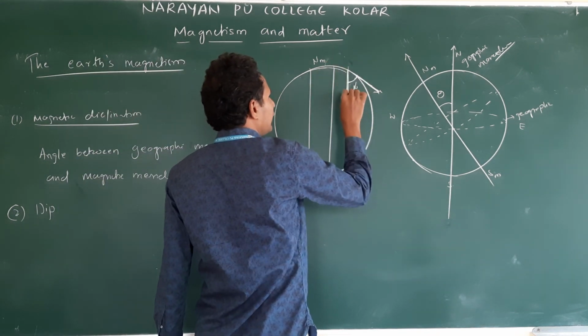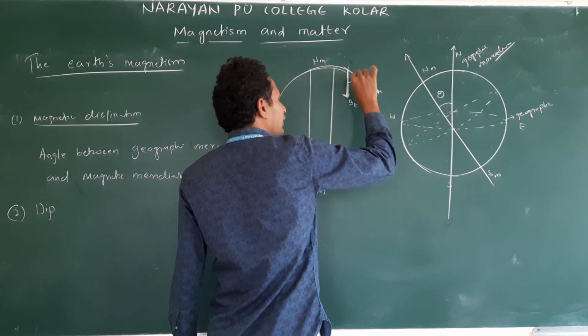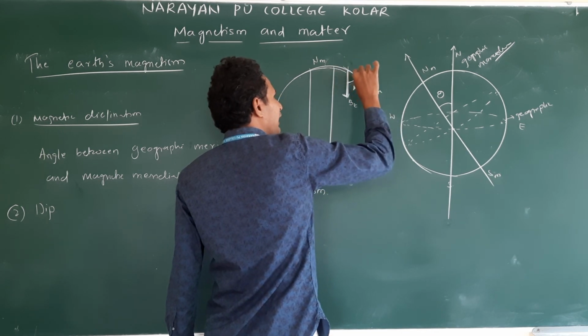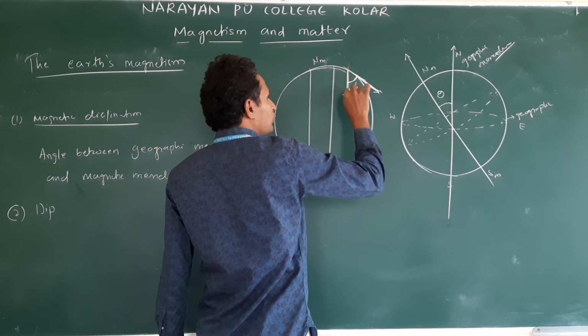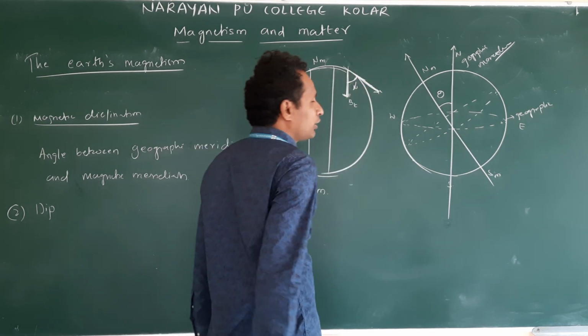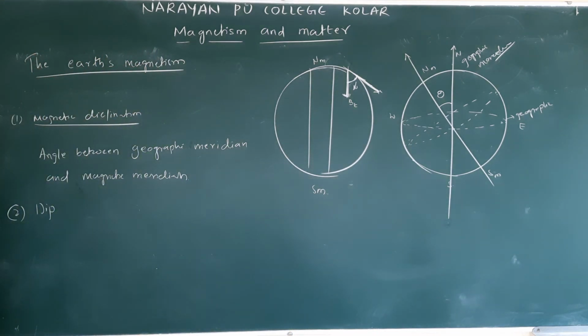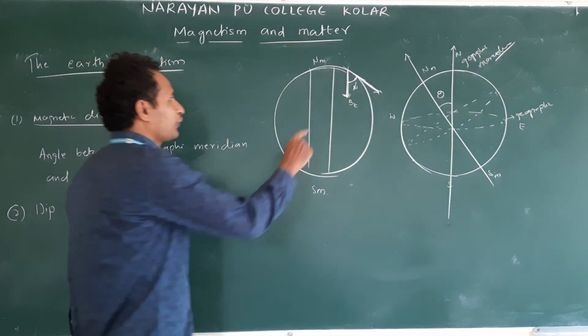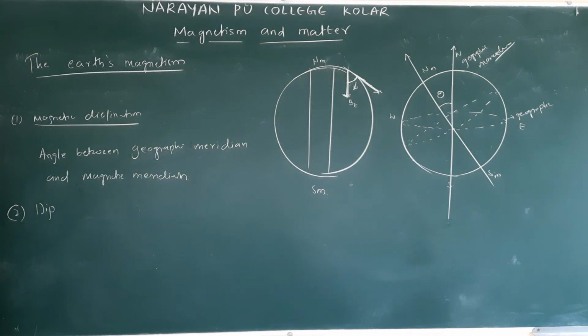So this is the earth's magnetic field, and if you draw the tangent on the surface, this is making an angle alpha with the surface. From where? From the earth's magnetic field. So this angle is what? Dip. Once again I am saying, the angle between the total earth's magnetic field and the surface of the earth is called dip.